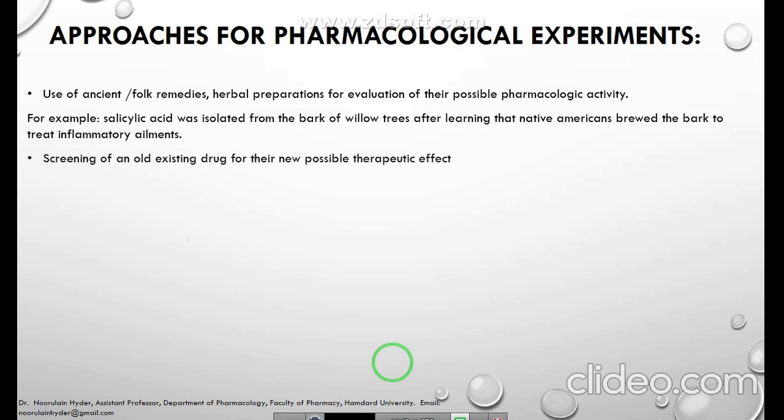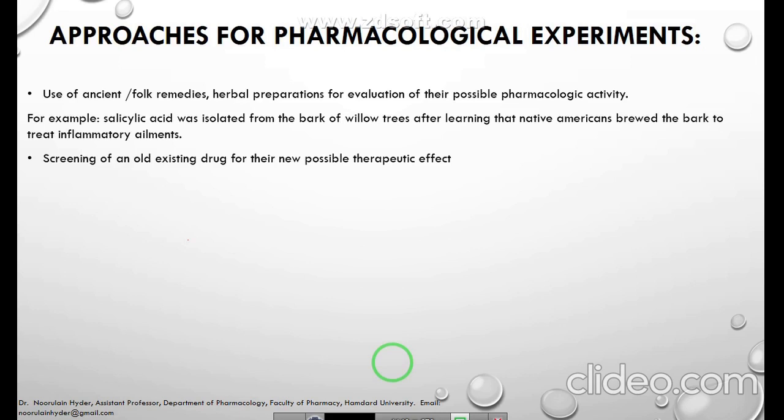Another approach is the screening of an old existing drug for its new possible therapeutic effect. These are the already marketed drugs, and we want to identify their new indication or use.